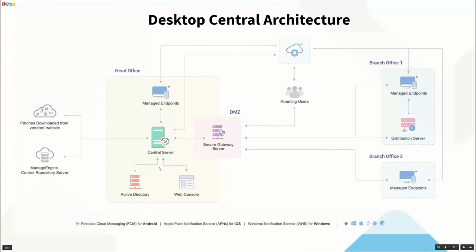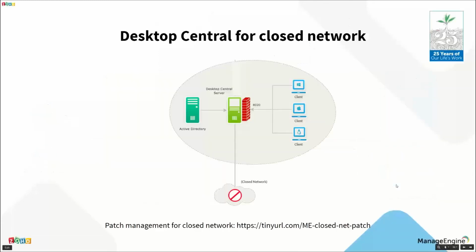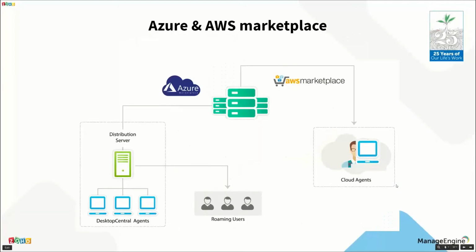The Desktop Central server also integrates with your Active Directory. So it can fetch AD objects for agent installation, AD reports. You can also deploy softwares and patches targeting Active Directory groups or organizational units. Desktop Central can also be hosted in Azure or AWS as well.